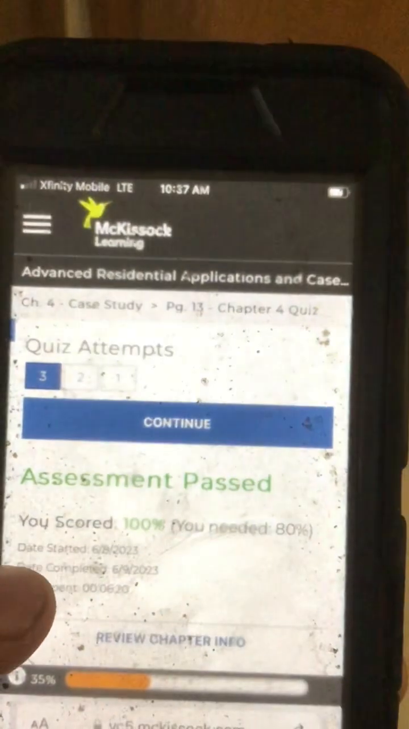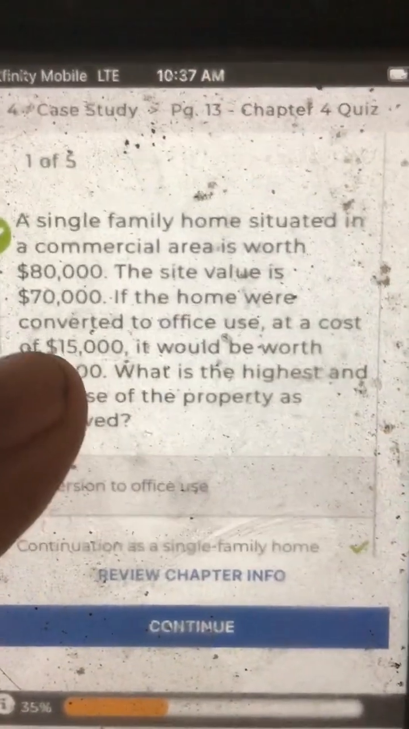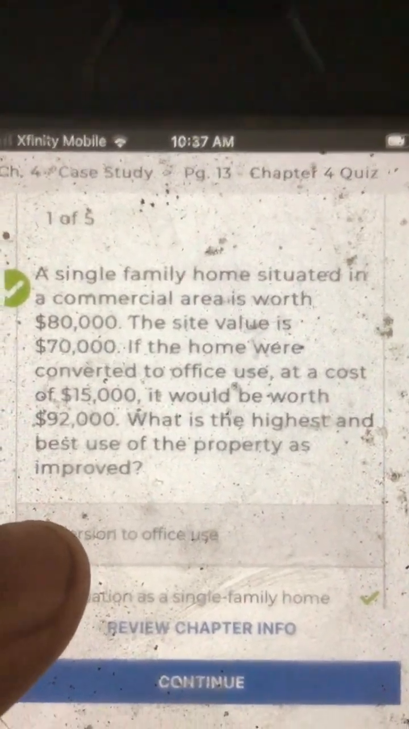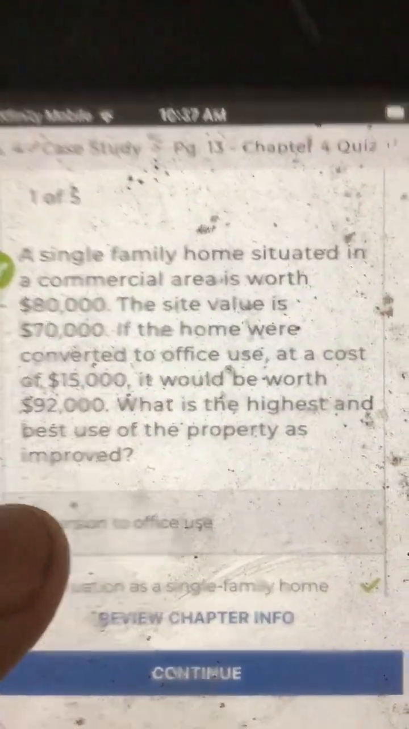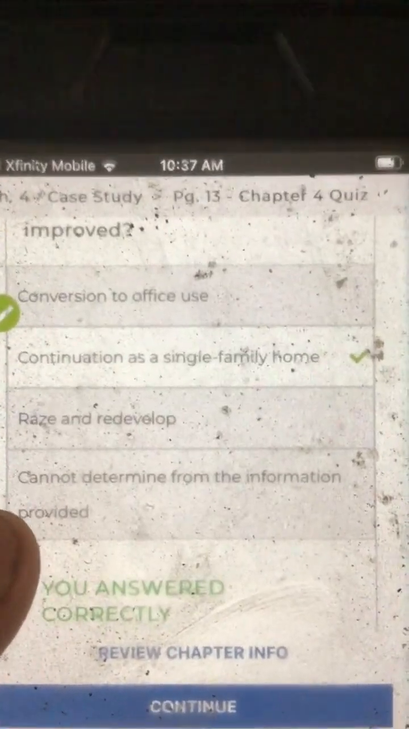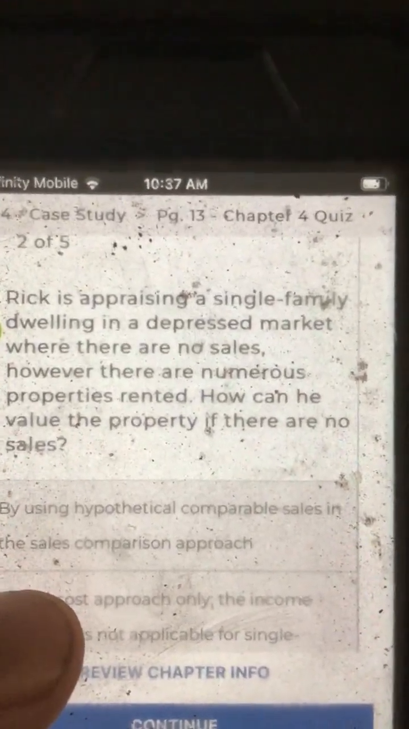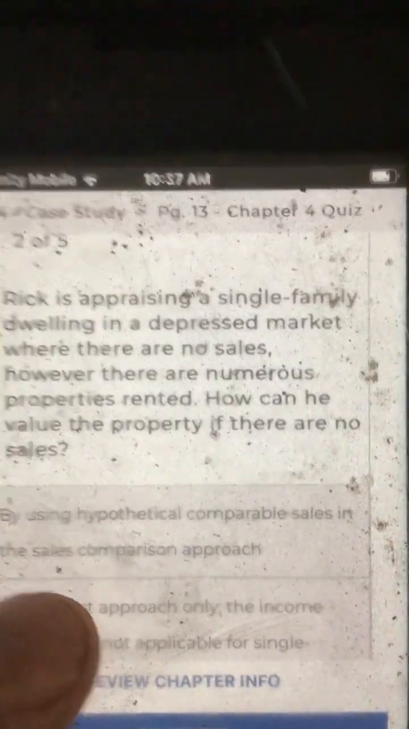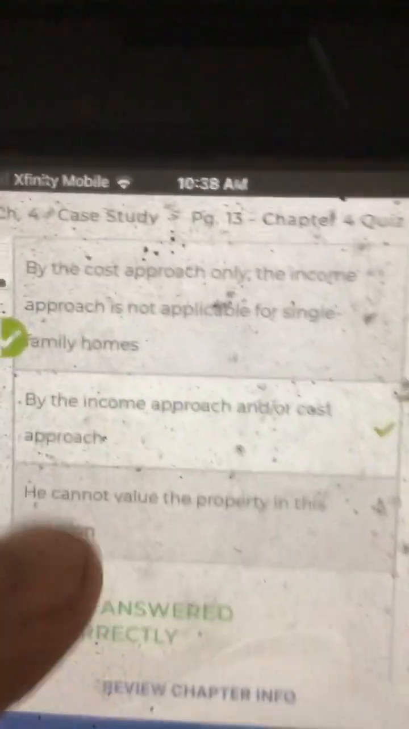Assessment completed. Finish. You passed. You got 100%. So remember, number one, a single family home situated in a commercial area is worth $80,000. The site value is $70,000. If the home were converted to office use at a cost of $15,000, it would be worth $92,000. What is the highest and best use of the property as improved? You said continuation as a single family home. That's correct. Number two, Rick is appraising a single family dwelling in a depressed market where there are no sales. However, there are numerous properties rented. How can he value the property if there are no sales? You said by the income approach and/or cost approach, and that is correct.